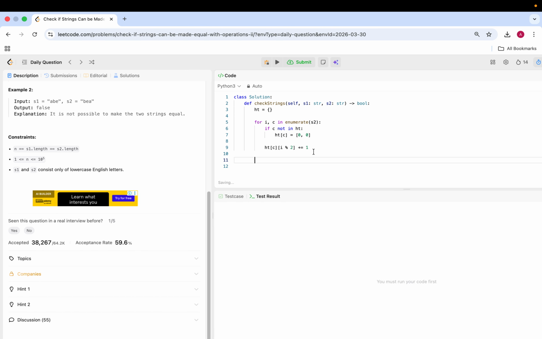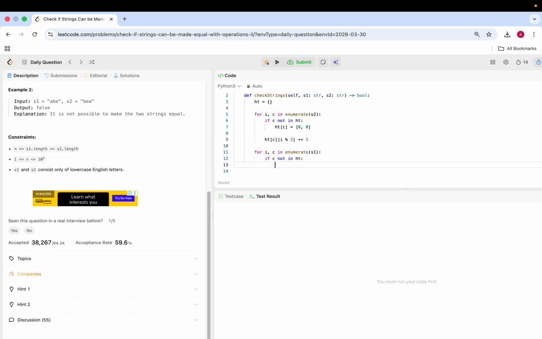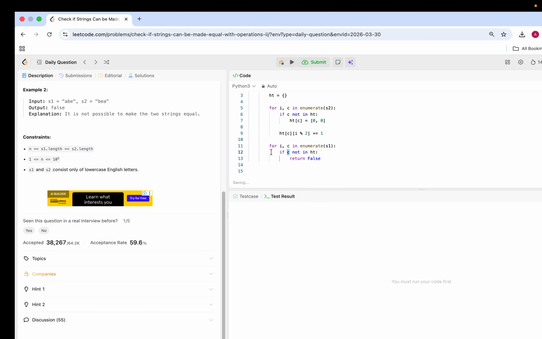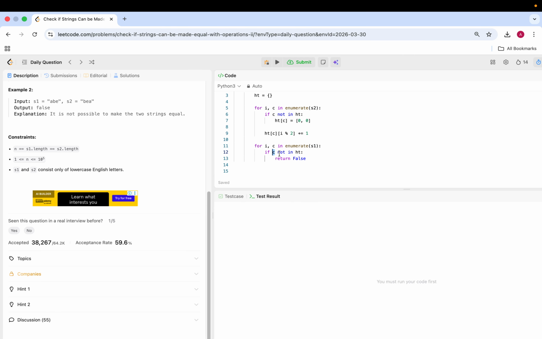From there, we simply say for I, C in S1, enumerate, if C is not in HT, first of all, then return false, because we got a problem. Because basically this character in S1 doesn't even exist in S2, so you're not going to be able to transform it. Otherwise, we can safely access this key.